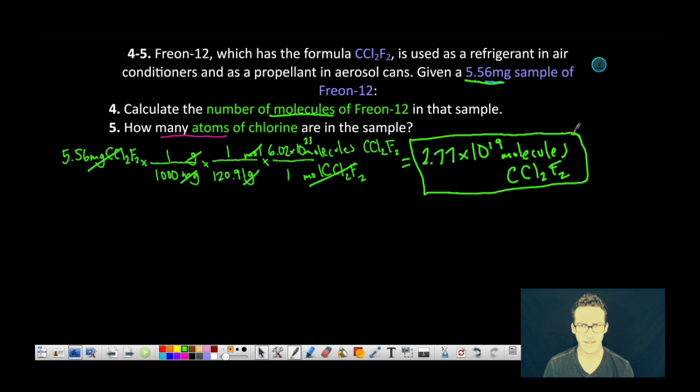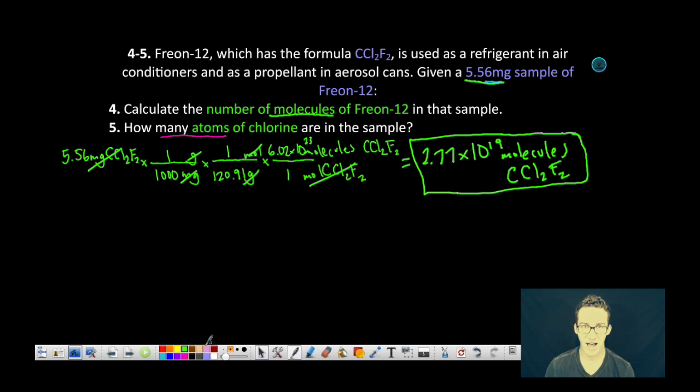Again, as you try to estimate this and think about whether or not this answer makes sense, in 1 mole we have 120.91 grams. And in 1 mole, we would have Avogadro's number of molecules. Well, we've got a lot less than 1 mole because we have only 0.00556 grams of CCl2F2, which is a lot less than 120.91 grams. So this answer, which is a lot less than Avogadro's number, only 10 to the 19, makes sense.